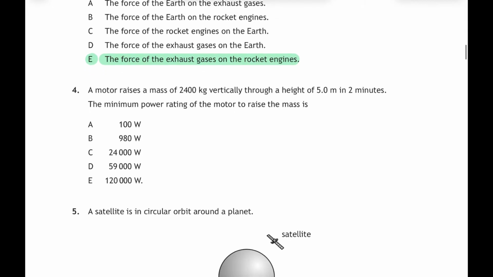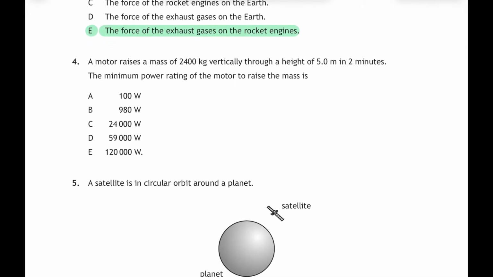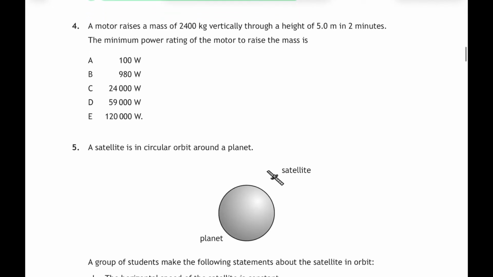Okay, question 4. A motor raises a mass of 2,400 kilograms vertically through a height of 5 metres in 2 minutes. And we have to work out the minimum power rating of the motor. Well, the relationship we're looking for here is P equals E over T. And we know that the time is 2 minutes. But we don't know what the energy required is to lift the mass.